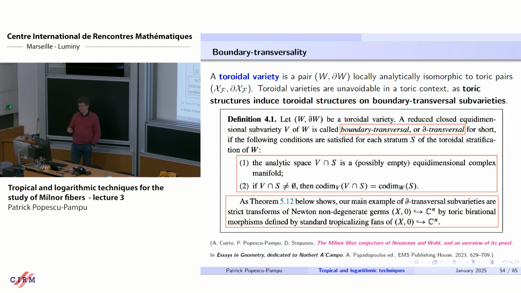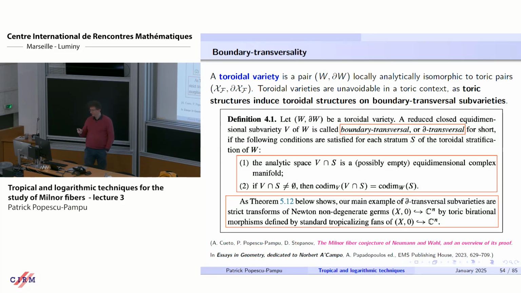So you look first at the codimension of the stratum in the ambient manifold, and it should be the same as the codimension of the intersection of V with the stratum inside V. If you look at the usual transversality, you can see that it can be characterized in this way inside the manifold. So this is a way of extending it to toroidal contexts.